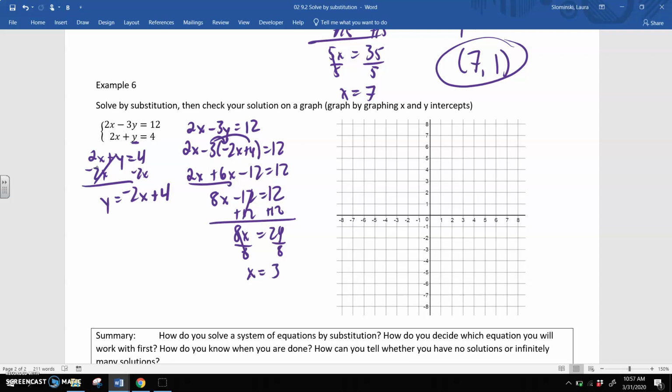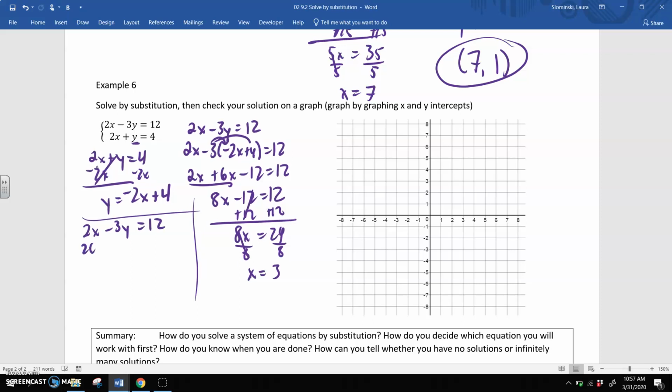I'm going to come down here for step 3. Again, I can take either equation. I'm going to take the top one as usual. 2x minus 3y should equal 12. X is 3. So 2 times 3 minus 3y needs to equal 12. 6 minus 3y needs to equal 12. Subtract 6. Bring down the negative. Negative 3y equals 6. Divide by negative 3. I believe y equals negative 2.